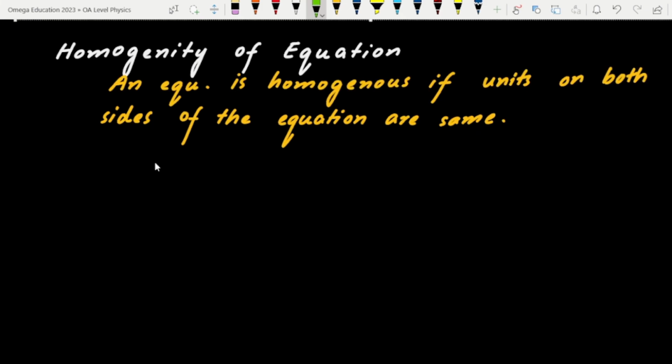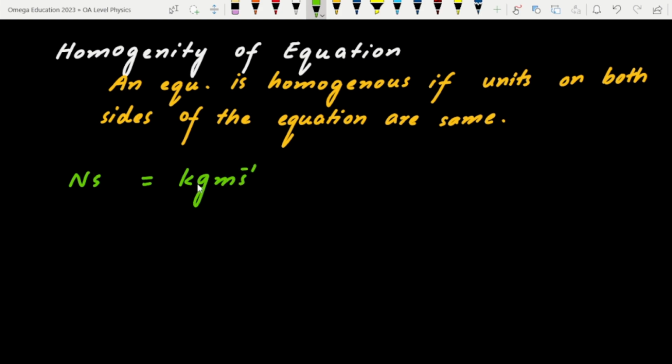In simple words, if you find out the base units on the left side of the equation, they should be equal to the base units on the right side of the equation. I'm saying base units because it would be easy for you to compare the units then. For example, on the left side of the equation we have Newton second, and on the right side we have kilogram meter per second.